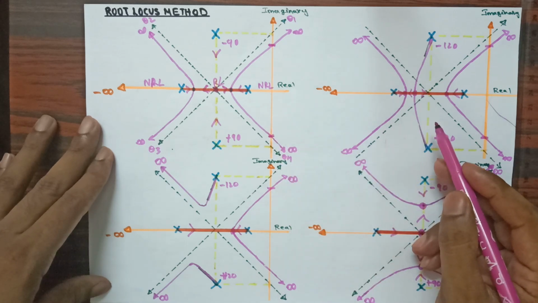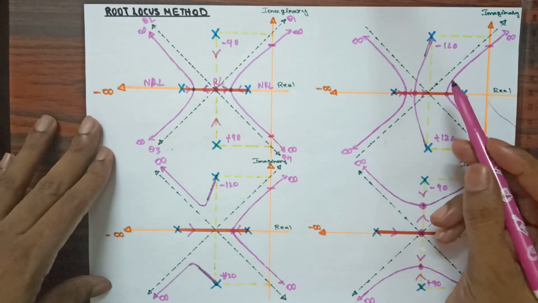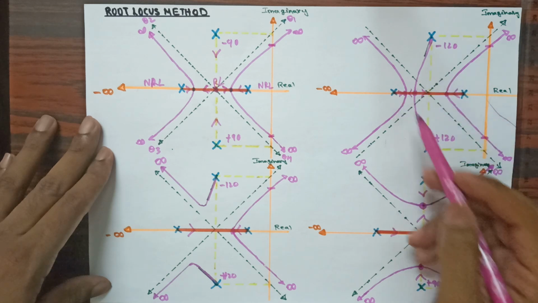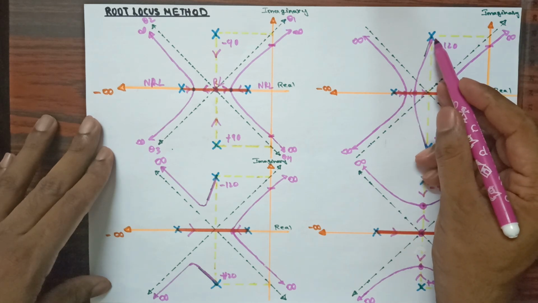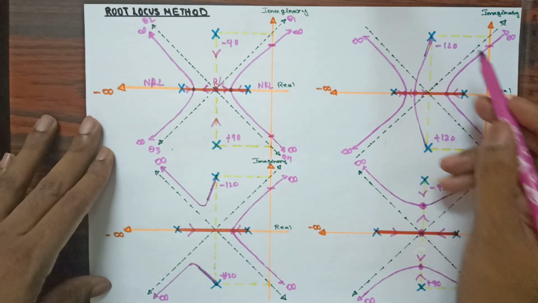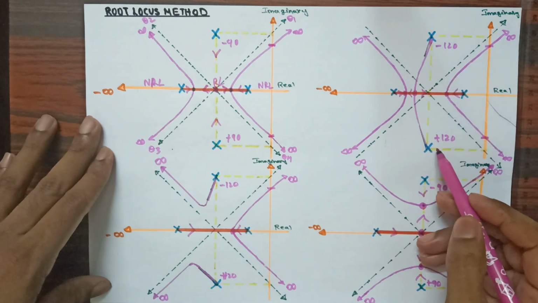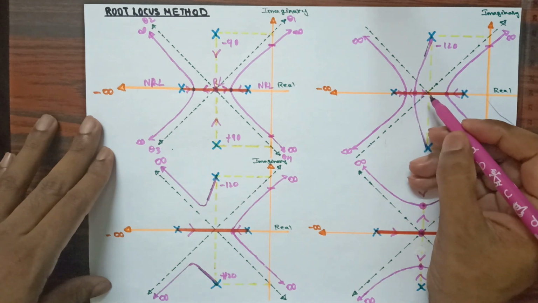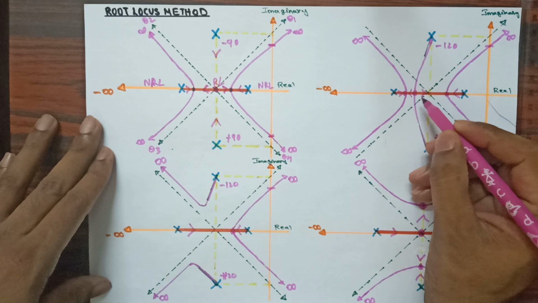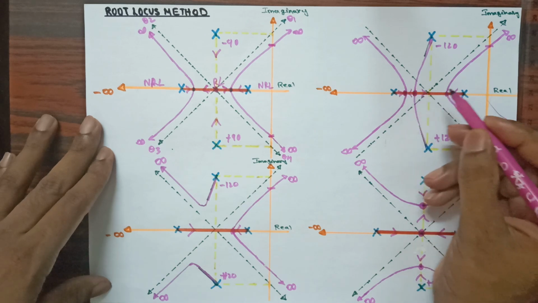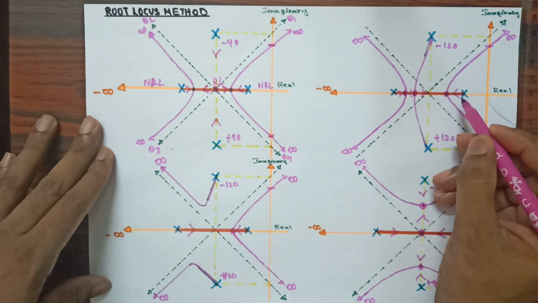In the second example you can see I have considered the same way. In place of 4 persons I have considered 4 poles, and for this pole I have given the angle of departure minus 120 degrees, and for this pole I have given angle of departure plus 120 degrees. Now in this example also I have considered 3 breakaway points. First breakaway point is here, second breakaway point is here, third breakaway point I have considered here.